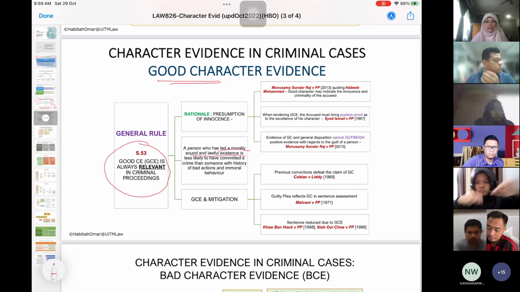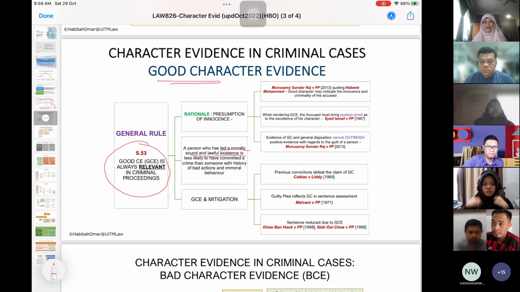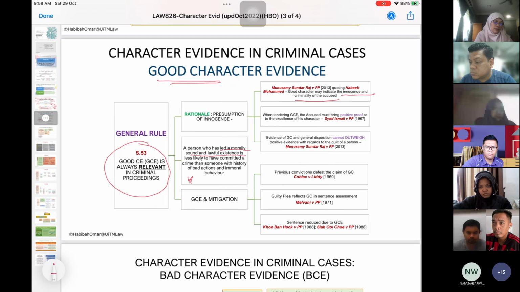Tapi kita orang tahu kan manusia ni hidup dua alam. Ya, dia akan tunjuk dekat orang dia baik, tapi sebenarnya dia adalah serial killer. Kan? So itu memang cara dia lah ya. Tapi generally this will be the proposition. Get the picture? Yeah? So good character evidence is always relevant. Right, kat sini kita tengok ada case law. Good character may indicate the innocence and criminality of the accused person. Maknanya orang yang baik tu kita punya perception ialah dia takkan buat benda yang jahat. So there could be a situation.